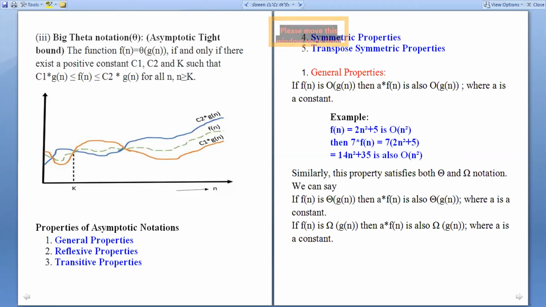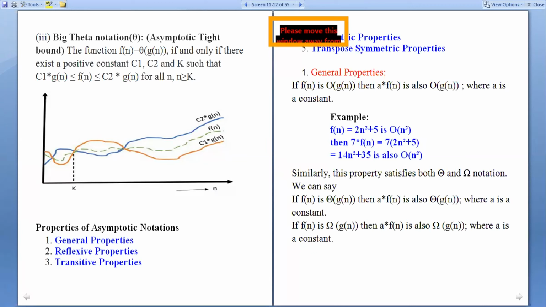Between c1 times g of n and c2 times g of n, we have the f of n function. Now, properties of asymptotic notations. We have general properties, reflexive properties, transitive properties, symmetric properties, and transpose symmetric properties. Just remember and recall these. All these properties came from mathematics. So if you are strong in the basics and fundamentals of mathematics or discrete mathematical structures, then you can easily understand these asymptotic notations.